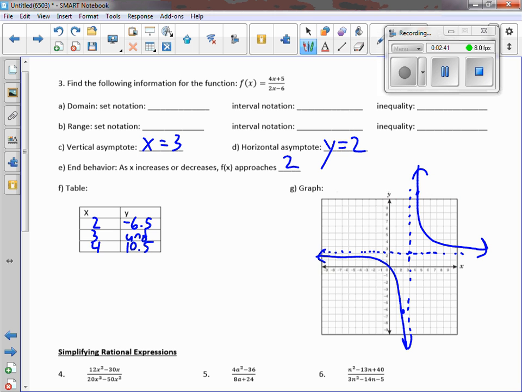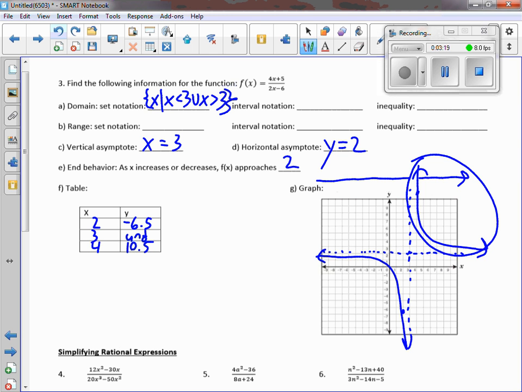Domain, just like always, we read it left to right. So as we go left and we're coming over, it's going to jump over that asymptote at positive 3. So our domain in set notation will be a squiggly line, x, x is less than 3 because we jump over the 3. And that shows us this piece right here. That's the domain of that piece. Then we do U for union. Then x is greater than 3, which is the domain of this piece right here. We put union to show that they're together on one graph.